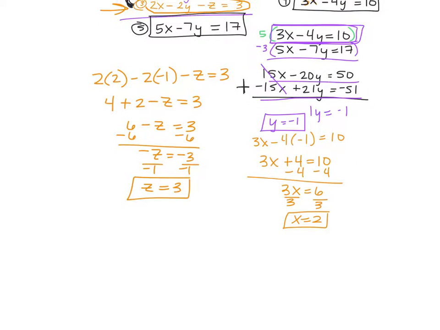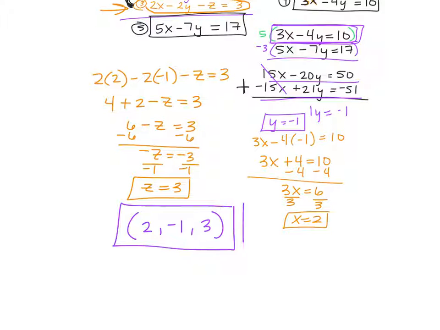Okay? Here's your answer. You have all the x, y, and z. Your answer is the coordinate 2, -1, 3. X, Y, Z. So, to the left, down one, and back, forward 3, depending on how you're looking at it.